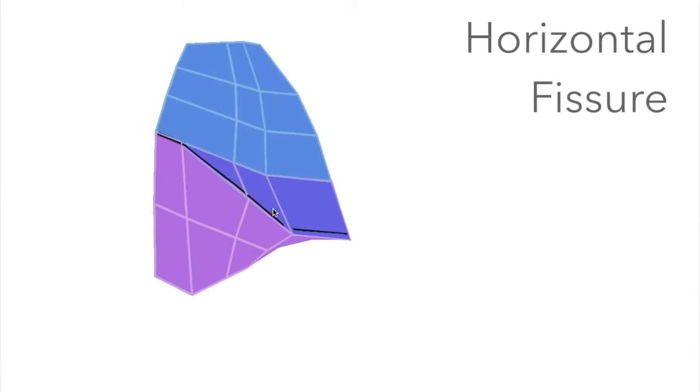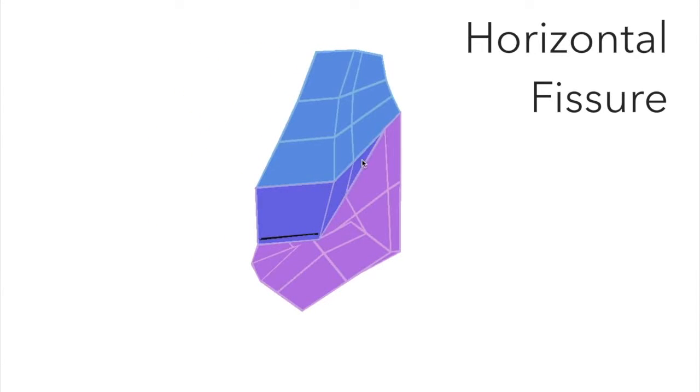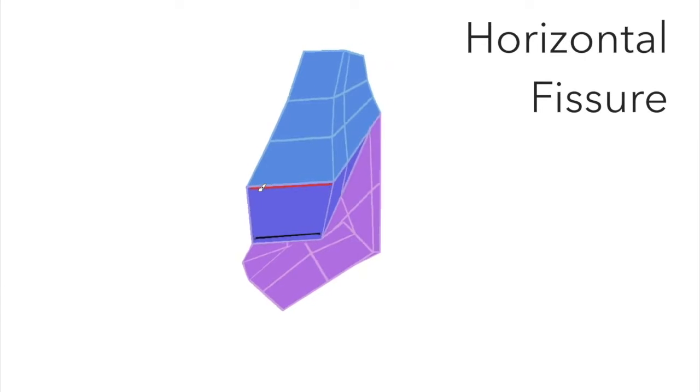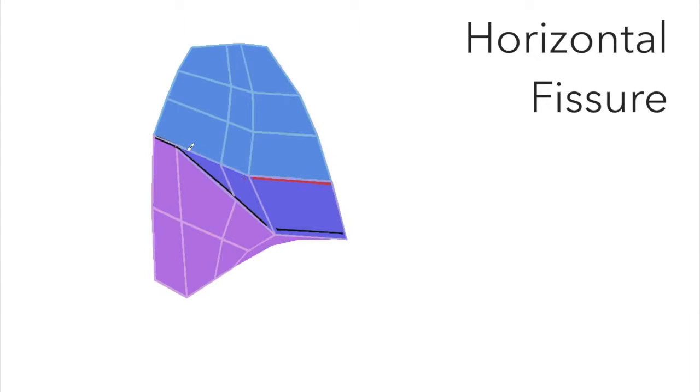The horizontal fissure separates the middle lobe from the upper lobe. So let's draw that one in too. Fairly straight or horizontal around the front, and then it meets up with the oblique fissure around the side.